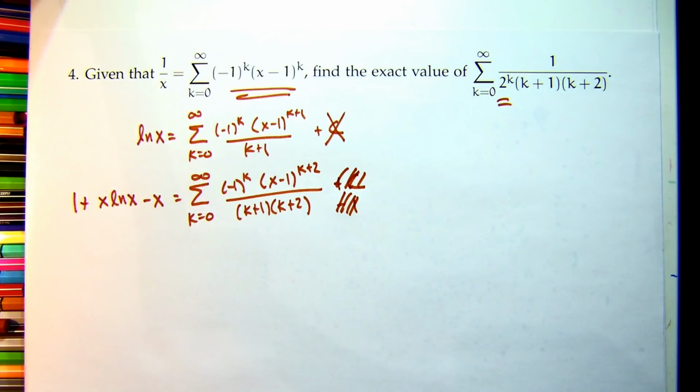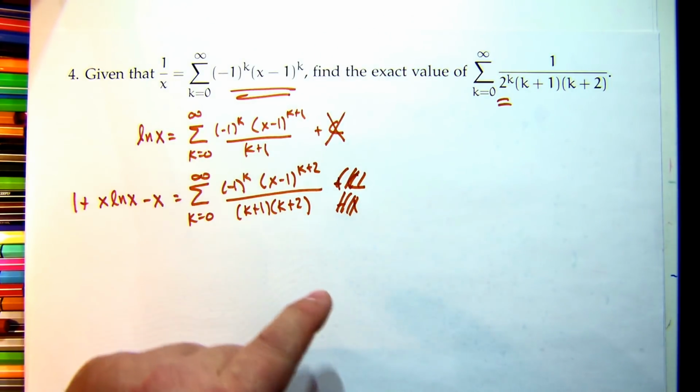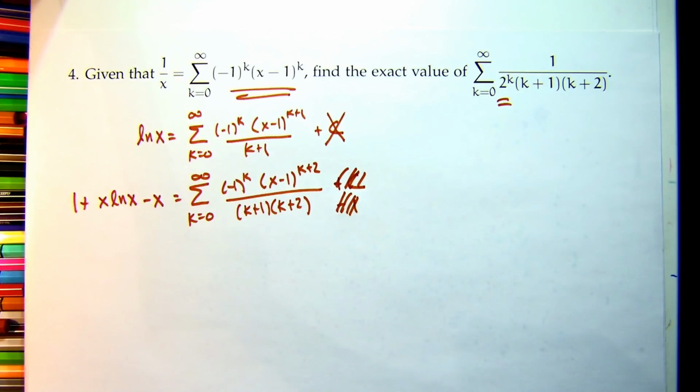Okay, so now I have my sum. I'm practically done. It's amazing how close I am to being done. I'm not done, but I'm practically done because I've got the k plus 1. I've got the k plus 2. I just need to get that 1 over 2 to the k.